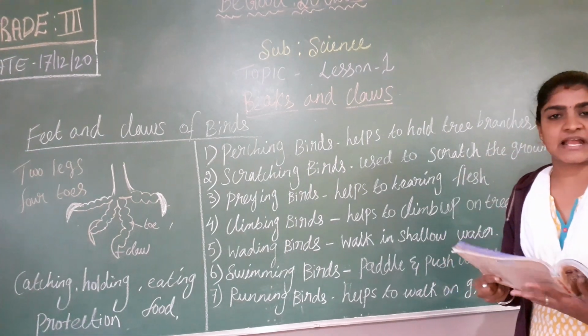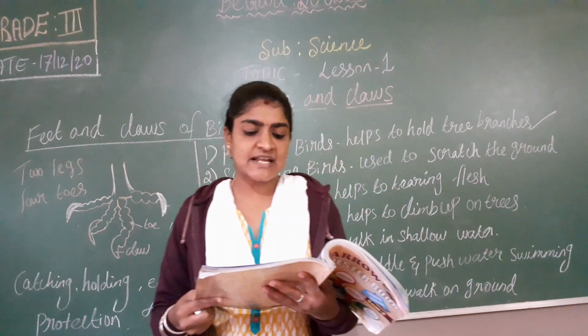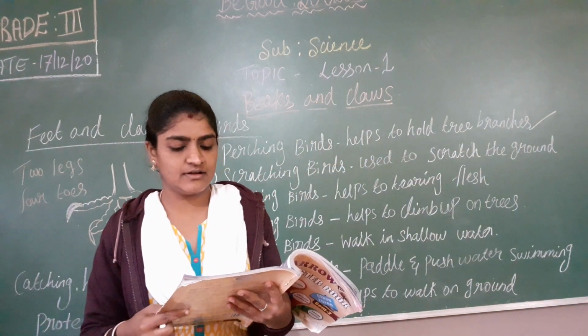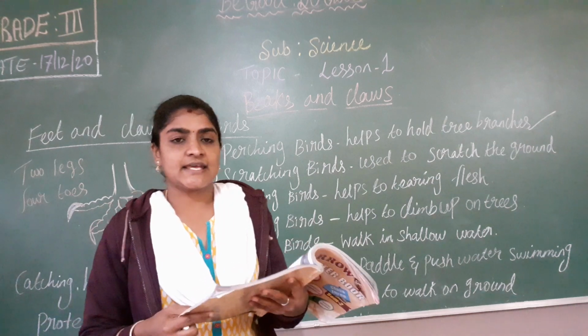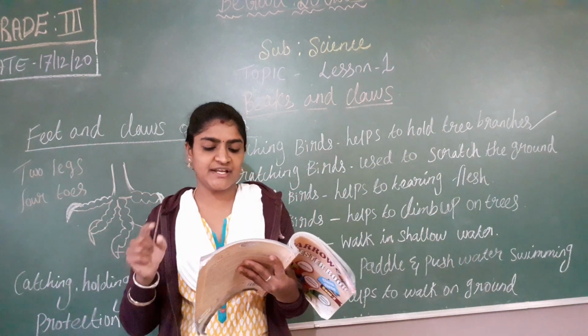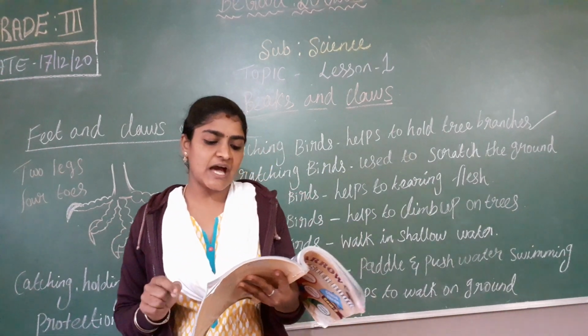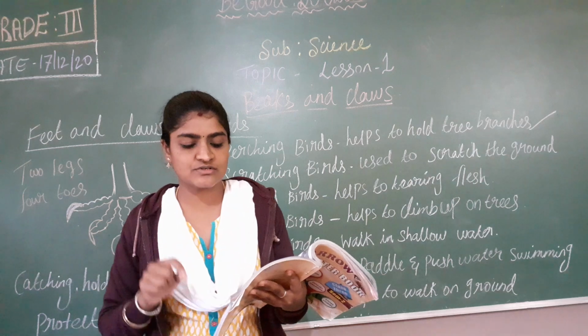Next one is the scratching birds. Some birds like the hen will scratch the ground to get grains, insects and worms. They have strong legs with 3 toes in front and 1 toe at the back. They have very sharp, thorny claws to dig the sand.